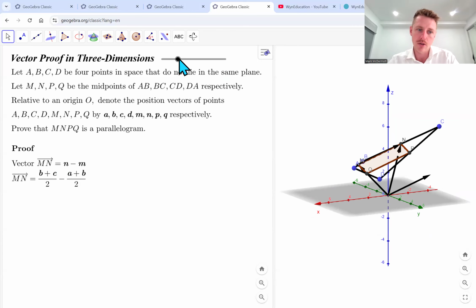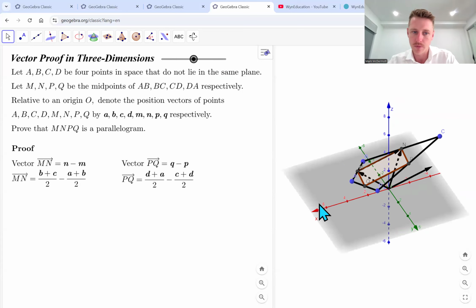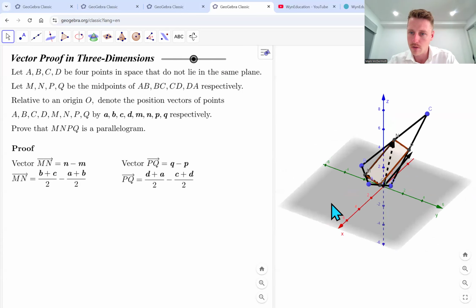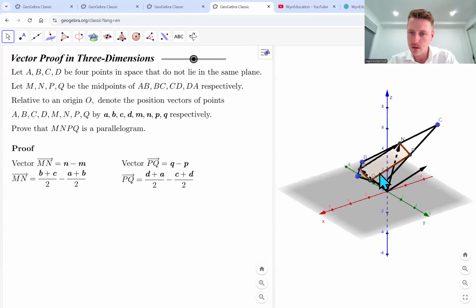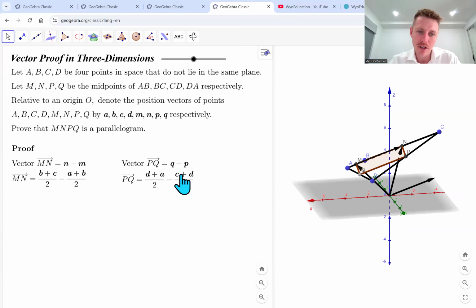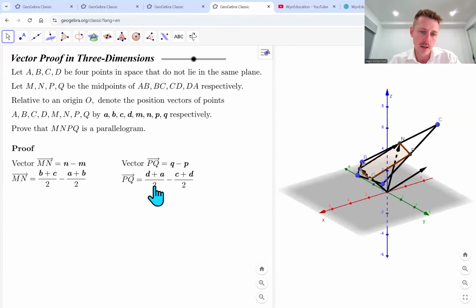Okay, the same thing is true of vector PQ. PQ is this vector here, right? It's going to go from P to Q. Okay, and by the same logic, you're going to get this situation going on here. The vector from P to Q is Q minus P, just by the same reasoning. And so we get this situation.